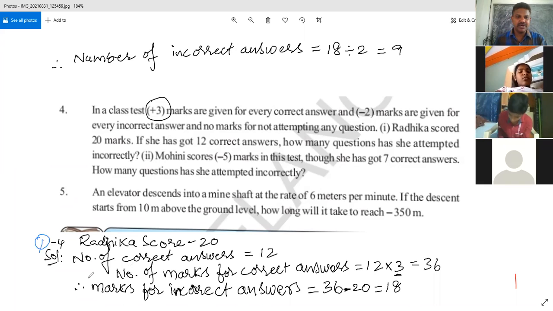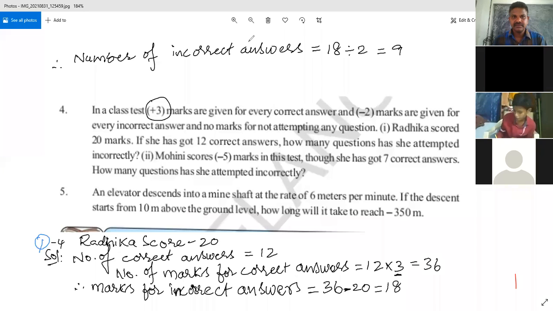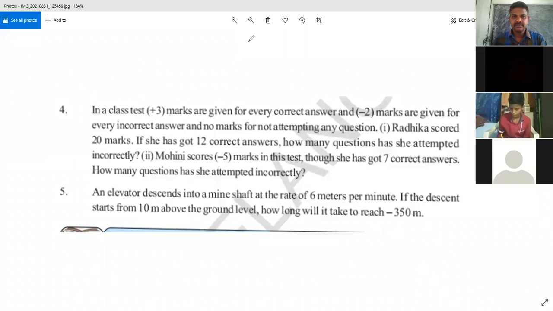You just write it. Mohini scores. I'm going to rub this. Shall I? Otherwise you can write. Take one screenshot and it will be useful to you to copy after the class. Have you taken the screenshot? Yes.